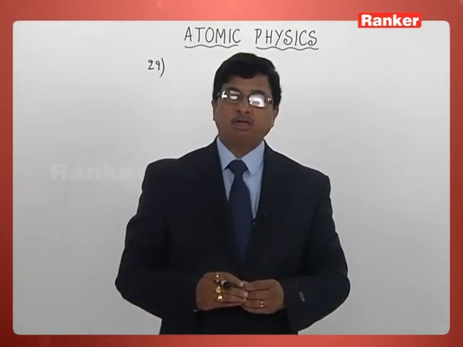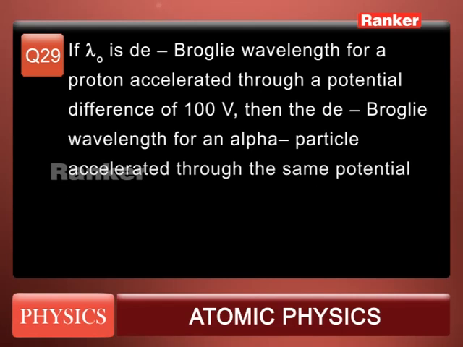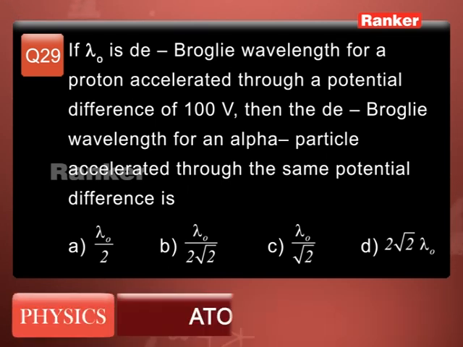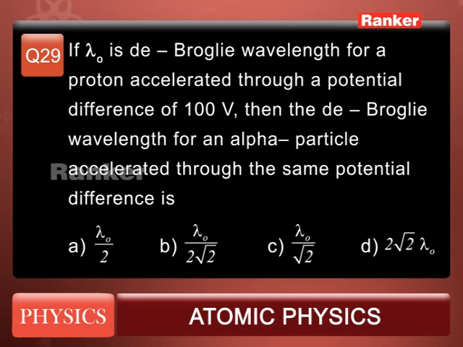Let us move to the next, number 29. If lambda naught is the de Broglie wavelength for a proton accelerated through a potential difference of 100 volt, then the de Broglie wavelength for an alpha particle accelerated through the same potential difference is? Options are given this way: lambda naught by 2 the first option, lambda naught by 2 root 2 the second option, lambda naught by root 2 the third option, and 2 root 2 times lambda naught the fourth option.